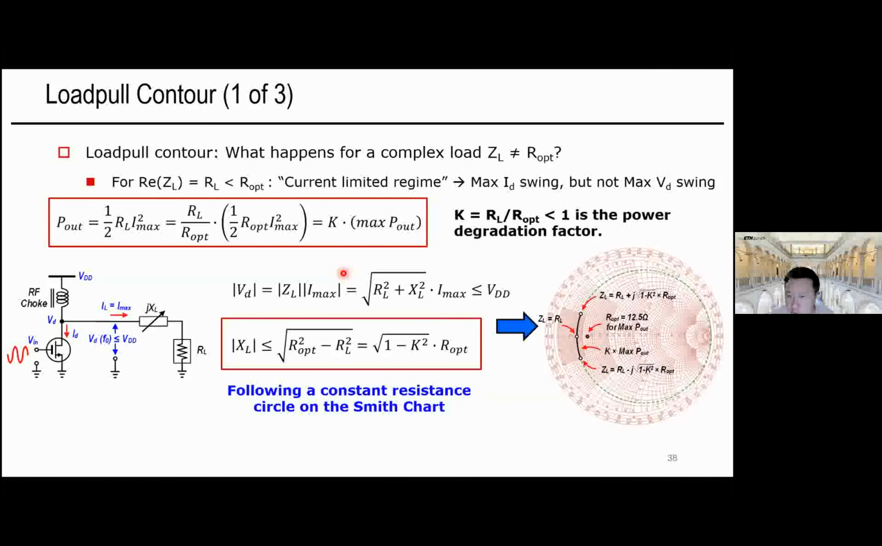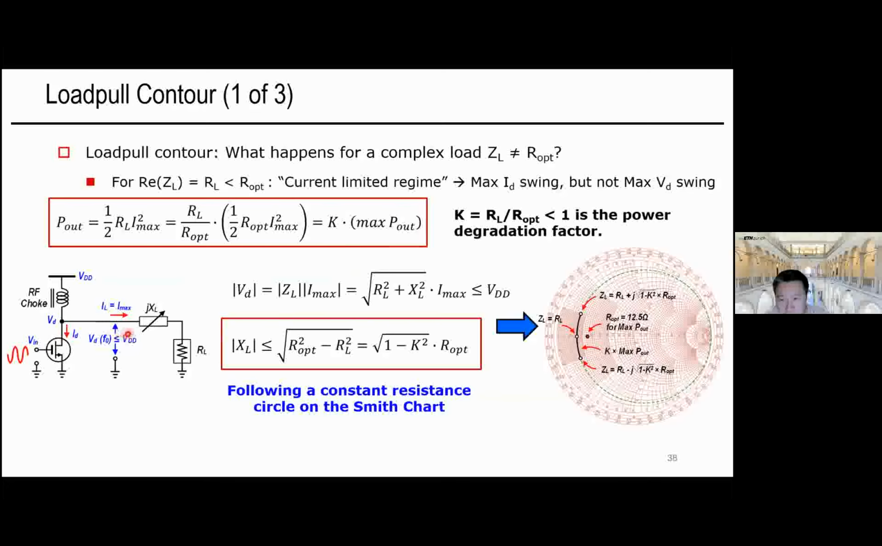It is introduced to show the PA behavior when the PA is seeing a complex load, not the simple, ideal, resistive, optimal load based on the load line. What if the load is mismatched? Let's look at the behavior. Let's take this class A PA as an example.